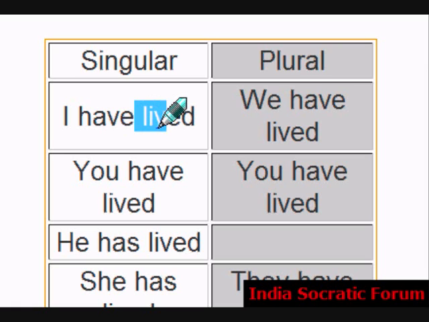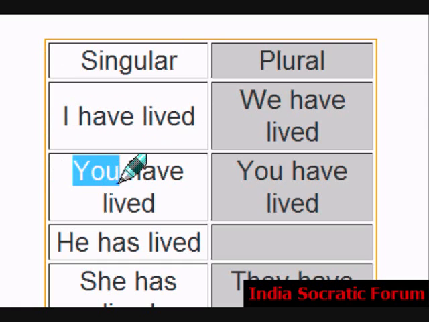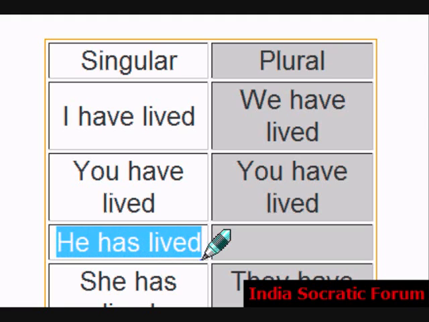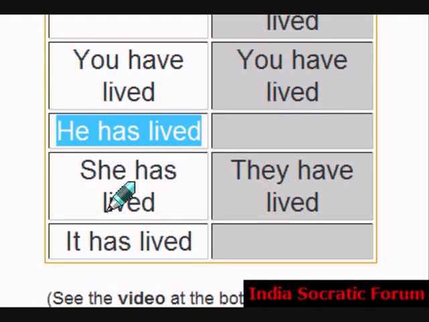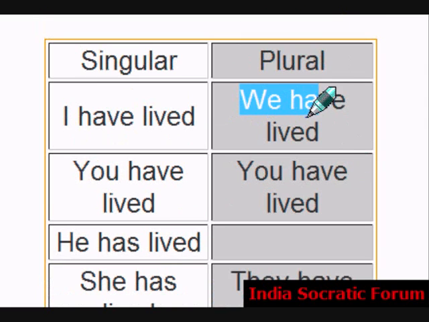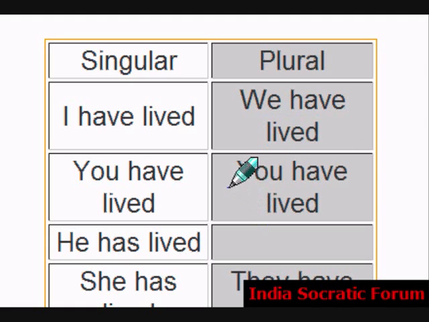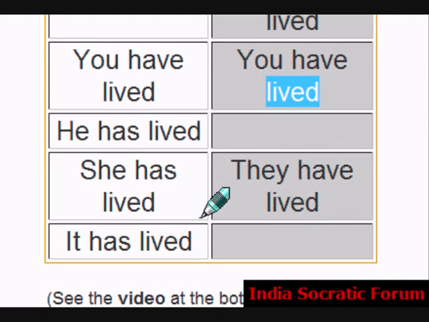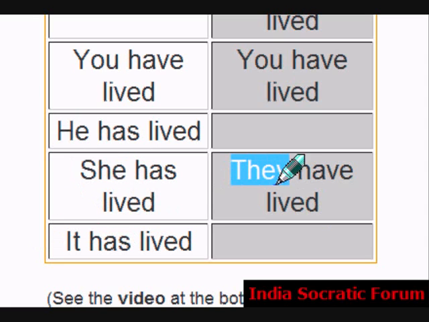Okay, this is a regular verb. So you add only ed as a past participle. Okay, remember you add only ed at the end for regular verbs. I have lived. You is the subject, have lived. You have lived. He has lived. She has lived. It has lived. The plural form, we have lived. You have lived. Right? He, she, it becomes they have lived. Okay? So this is the way.